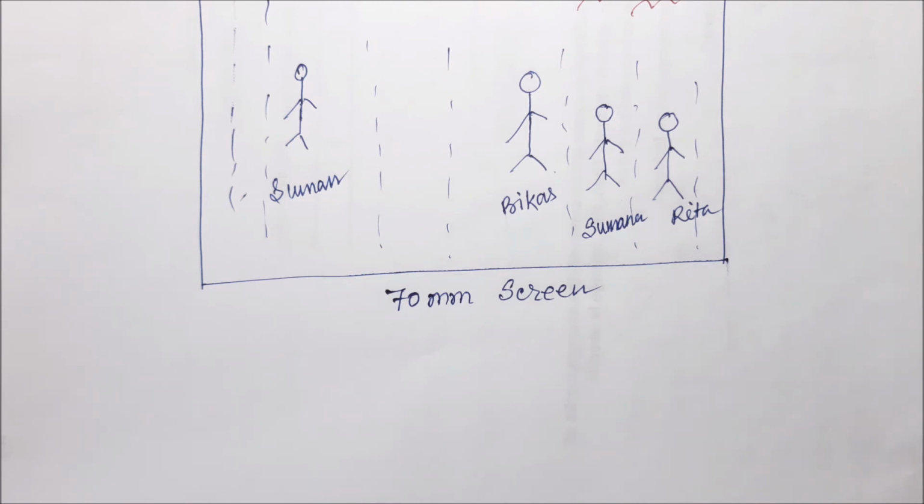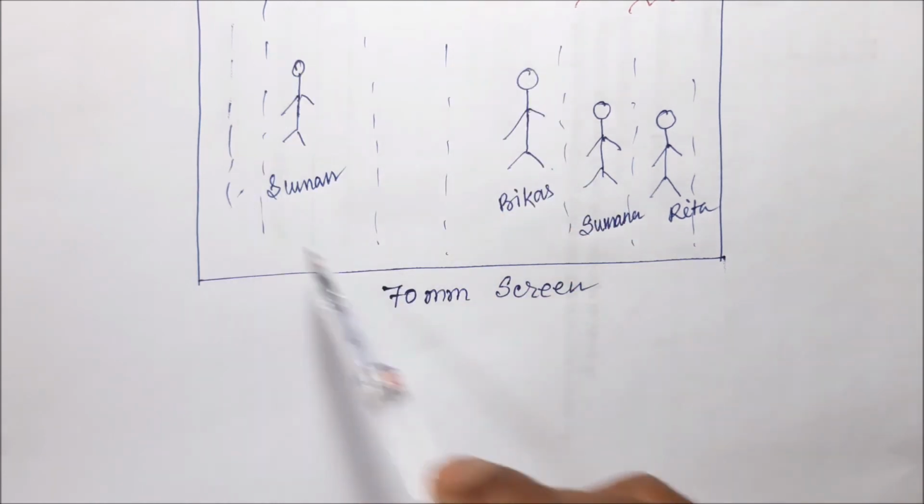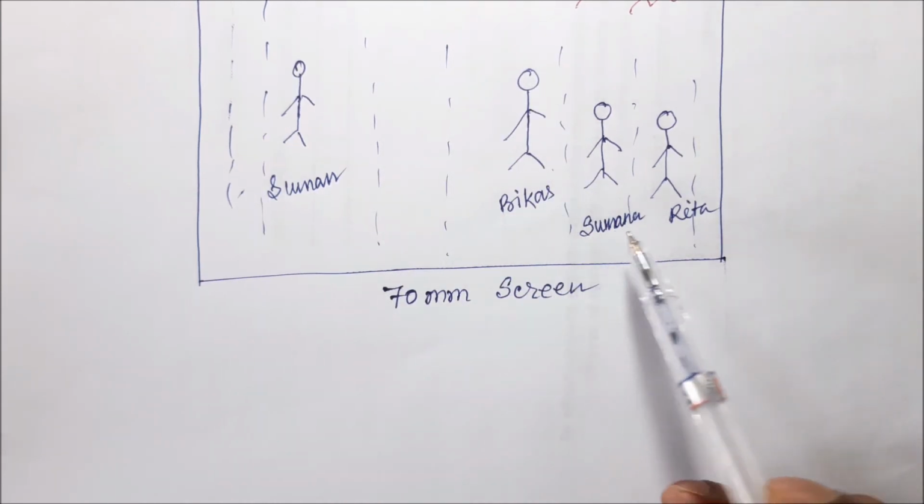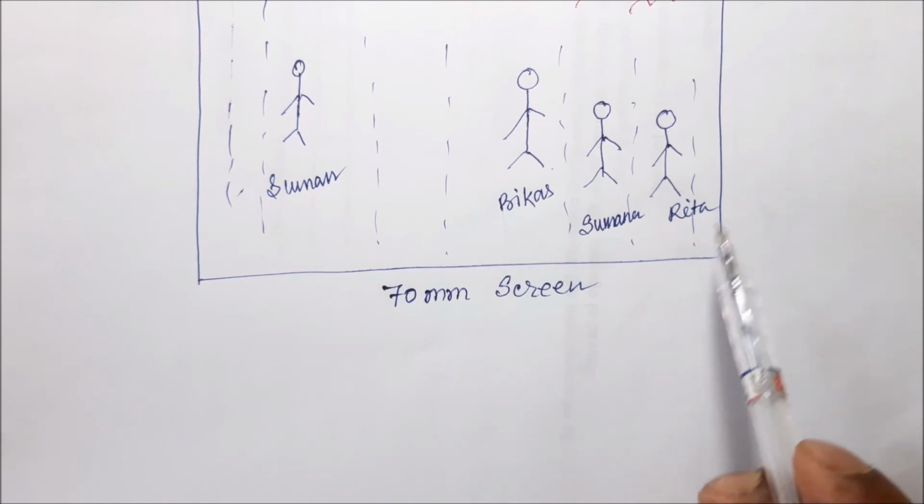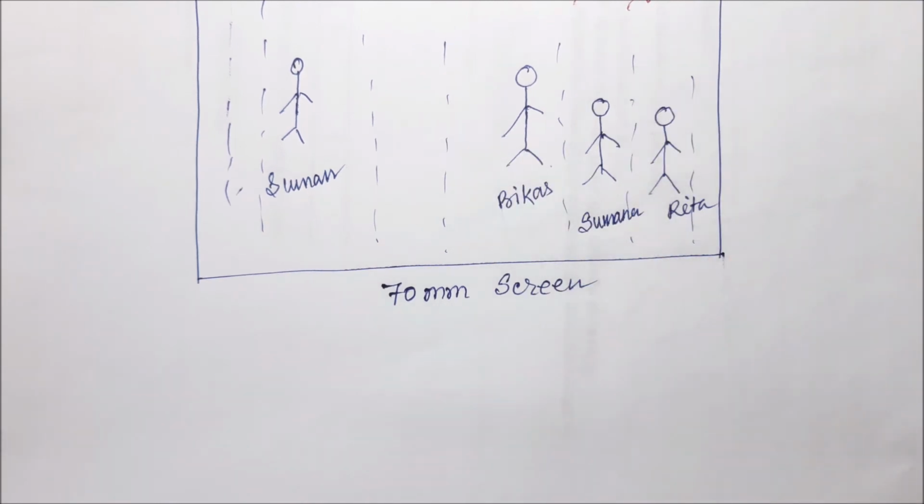Suppose I do not think of it as multi-threading, and I want to implement this type of movie operation in a static way. So first, for example, Sumon is dancing. All the remaining parts of the screen, that means Bikash, Sumana, Rita, the birds, the airplane, will be in a static condition.